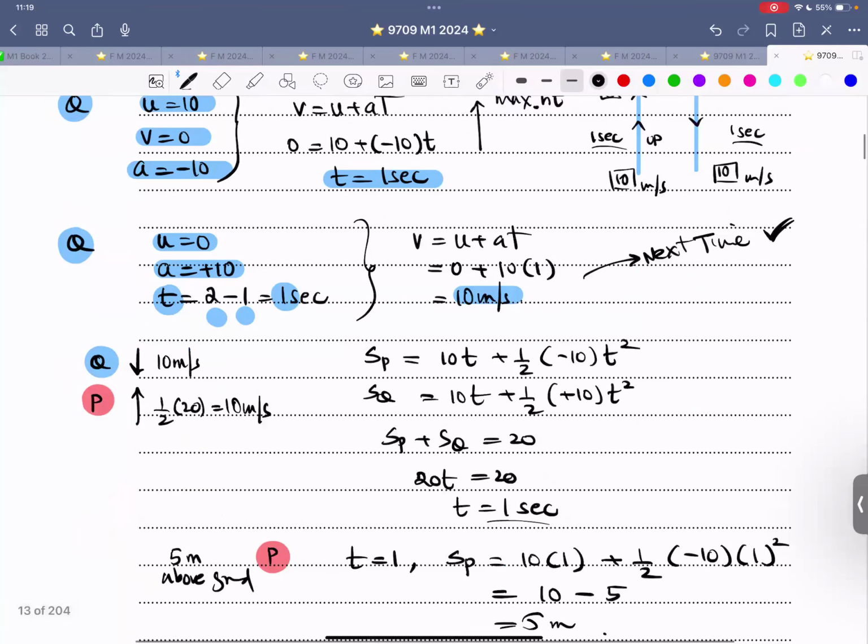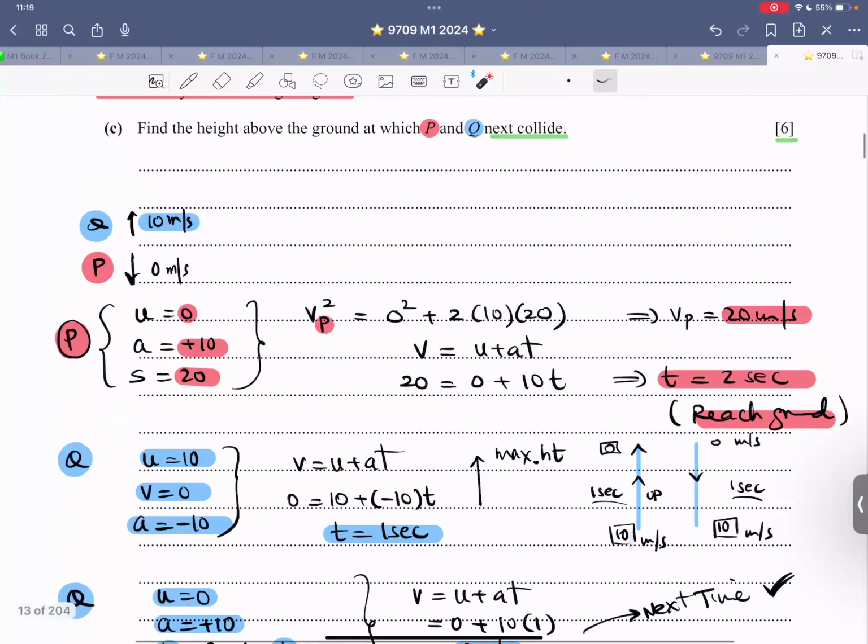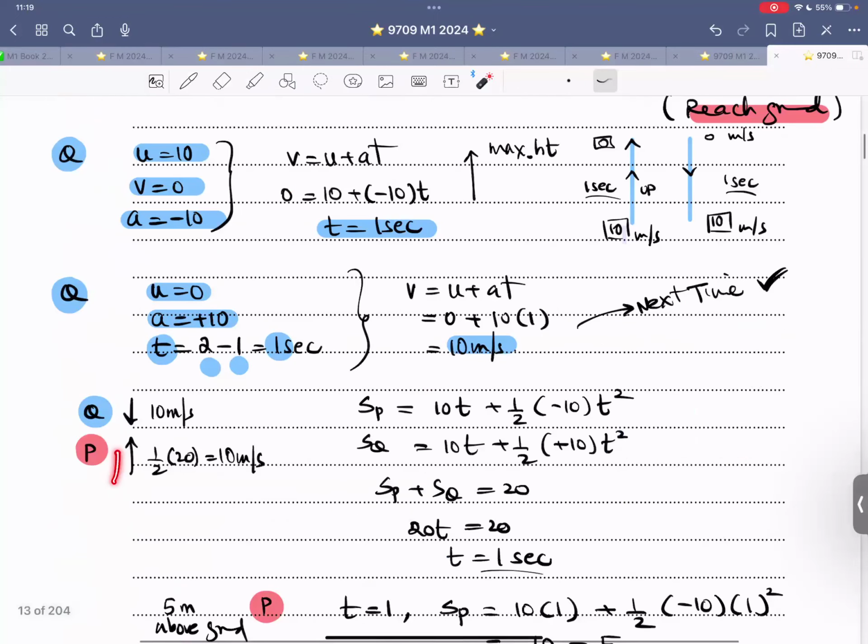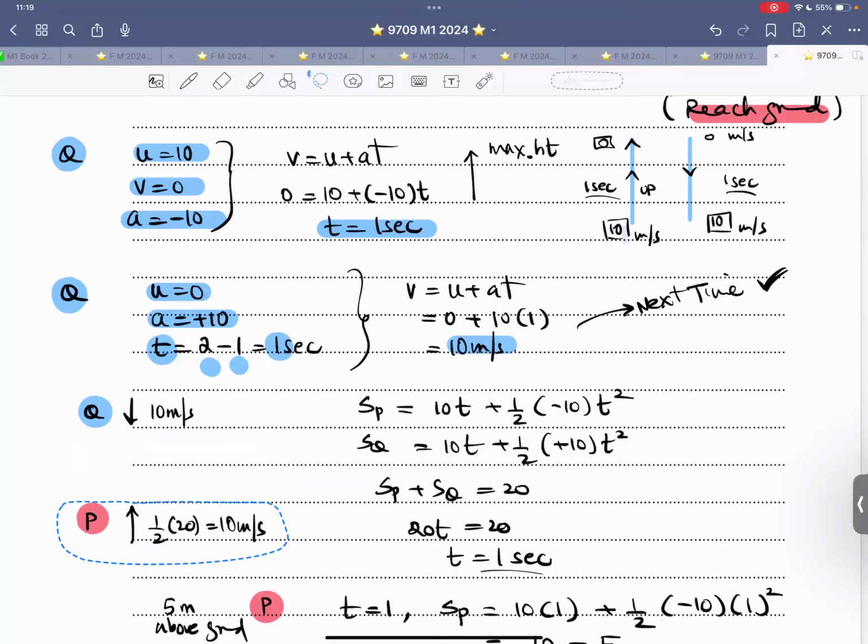Now the scenario is this. They are now facing off with each other. Hold for a second. P has reached up with half the speed at 10 meter per second. The speed of Q is this thing. And in 2 seconds, when it's going up, and this was coming down at 10 meter per second. Now, how much time will it take? It's not necessary that they are facing off right away.